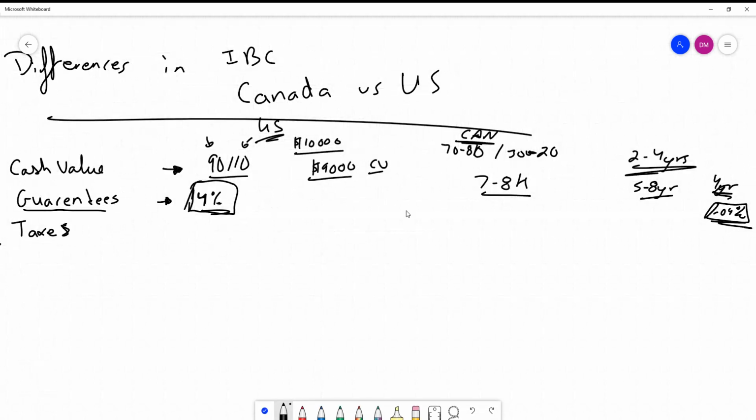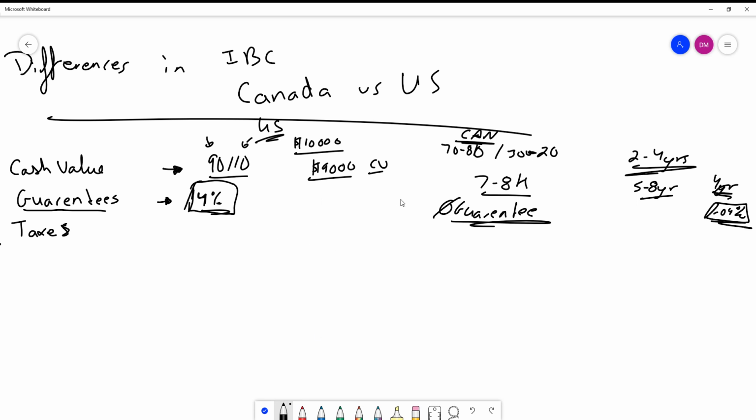Whereas when you look at the Canadian component, there is no guarantee. What this means is that there's a possibility that your policy won't grow at all. And in fact, when you look at any illustrations, it says that dividends are not guaranteed. And if you look further into it, it says that all over the place. Now, what this means is that your policy, again, theoretically, could perform significantly worse than expected.